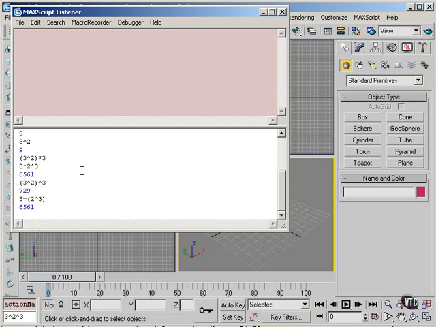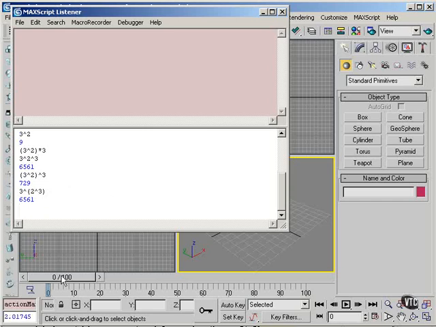So this is what we mean when we say that exponentiation is right associative. Max starts grouping from the right, going to the left. In other words, it does 2 to the third first, and then uses that as an exponent for 3 here.